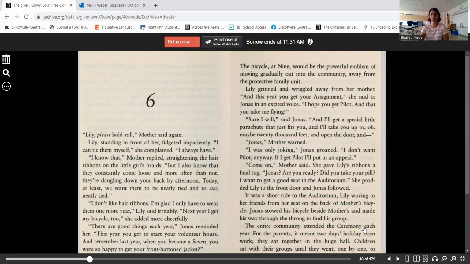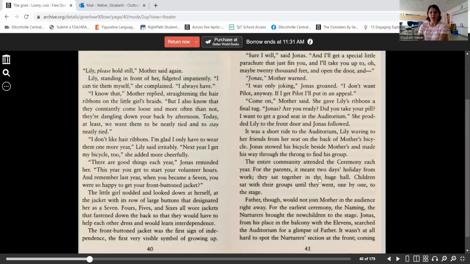The entire community attended the ceremony each year. For the parents, it meant 2 days holiday from work. They sat together in the huge hall. Children sat with their groups until they went one by one to the stage.